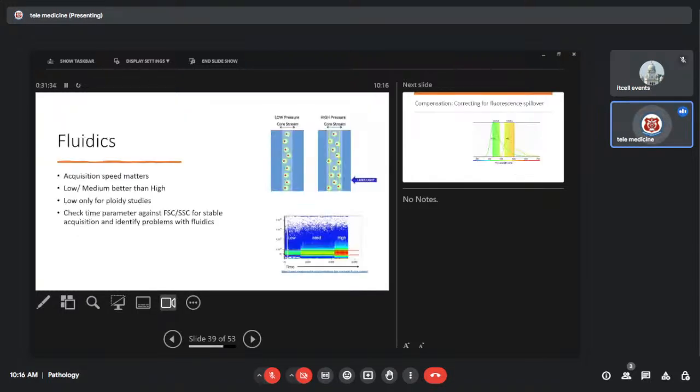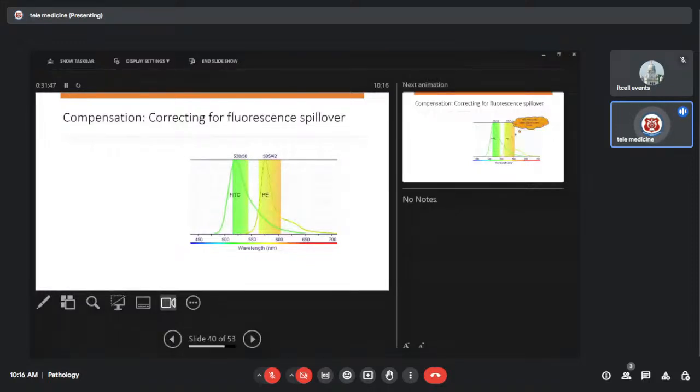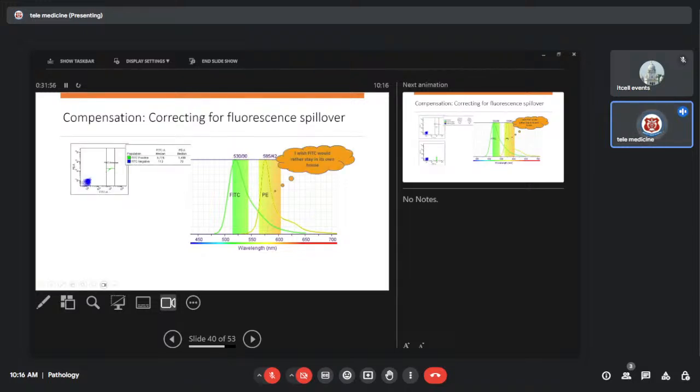You should never use FITC and PE in this narrow range, but you have a spillover. So FITC continues to emit till about 650, so it enters into the PE channel also.